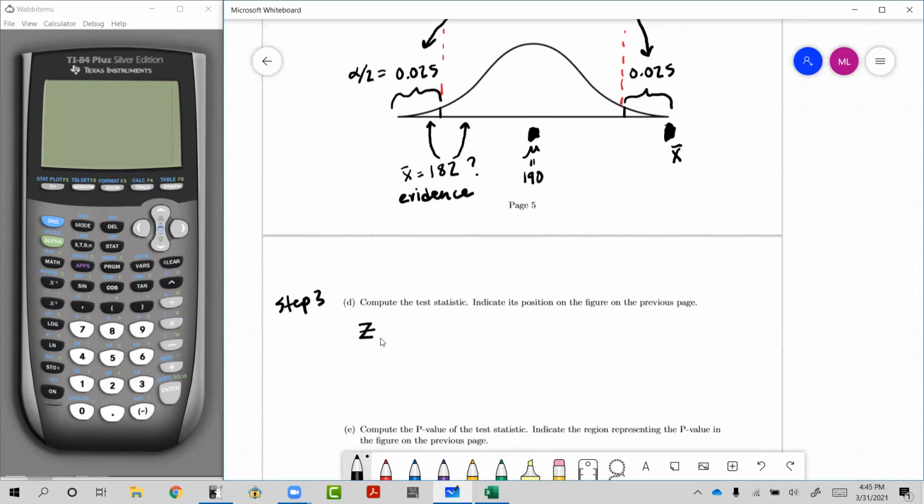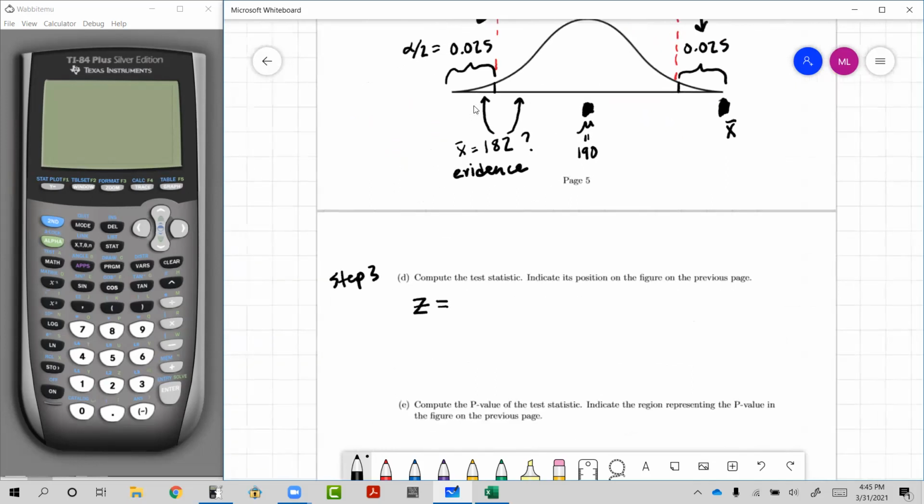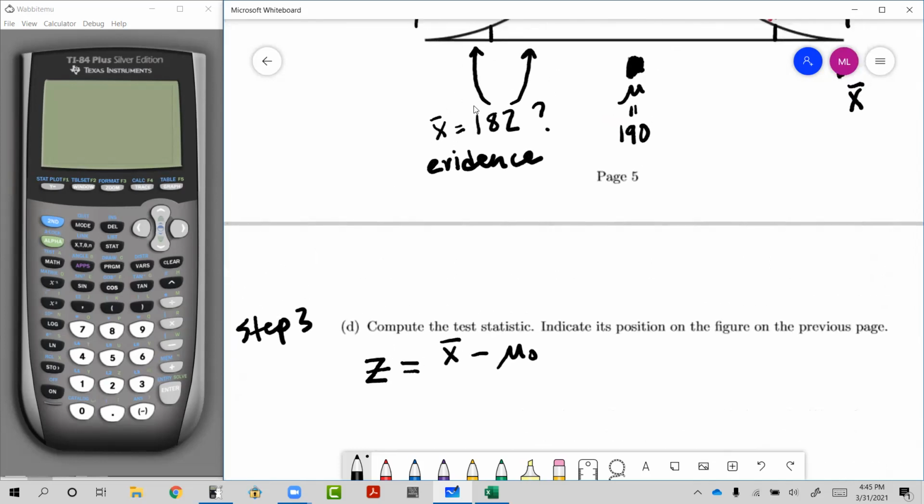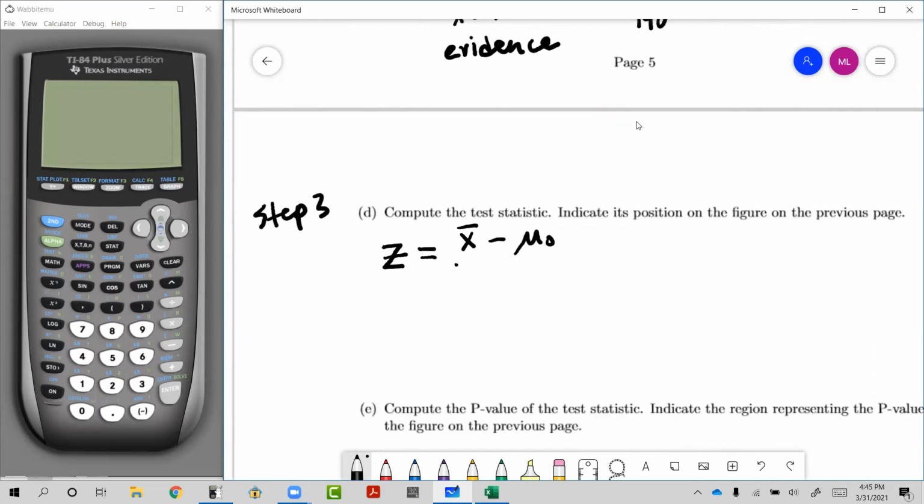Okay, so now we need to actually find the z-score so we can try to get a sense of where 182 actually falls. So let's find this z-score. The formula for the test statistic in this case is we take our x bar value, we subtract off the mean, so mu 0, which is this value right here, 190, and then we divide by the standard error, which is sigma over the square root of n.